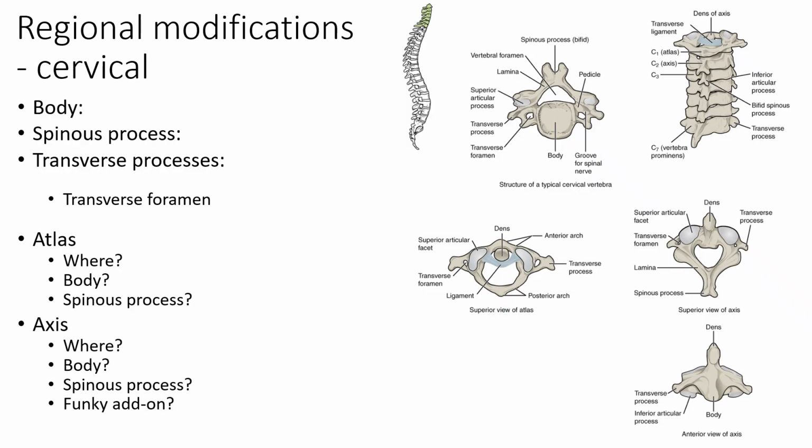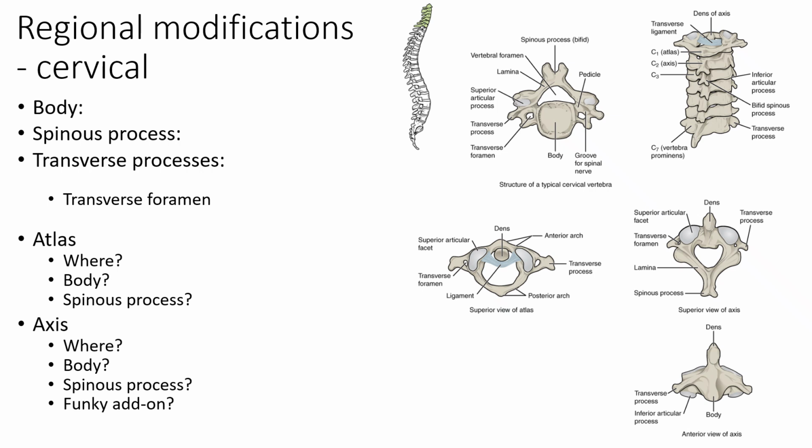So the cervical vertebrae have a pretty unusual shape even compared to the other areas. The thoracic and the lumbar vertebrae arguably have a little bit more in common shape-wise than the cervical ones do to either of those two other regions.